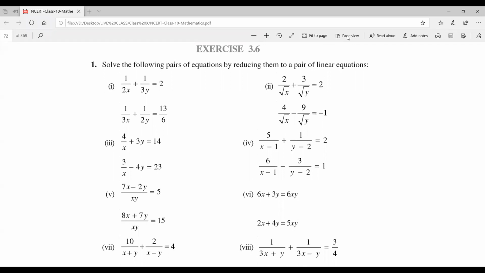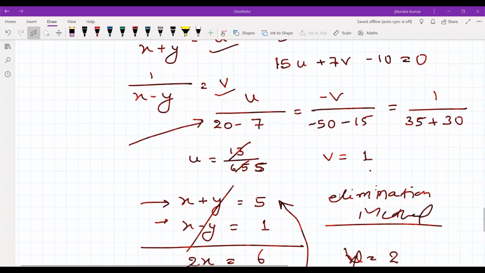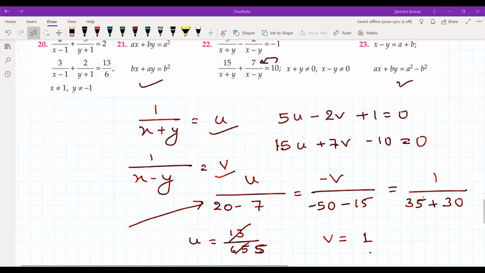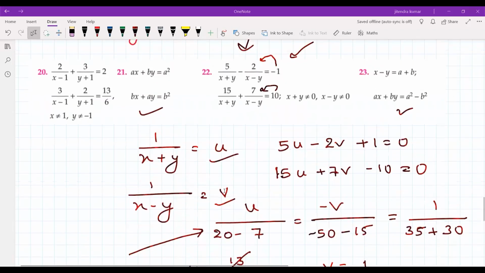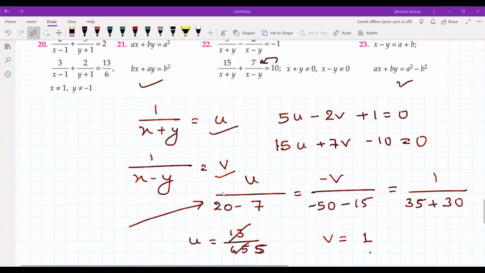Okay, now Aksita, you are asking how I'm getting 1 by 35 plus 30. See, if you multiply these two, you will get 35. 7 into 5 will give us 35. Then if you multiply these two, this will give us minus 30. And you know that there is a minus sign here, 35 minus minus 30. So this will give us 35 plus 30.